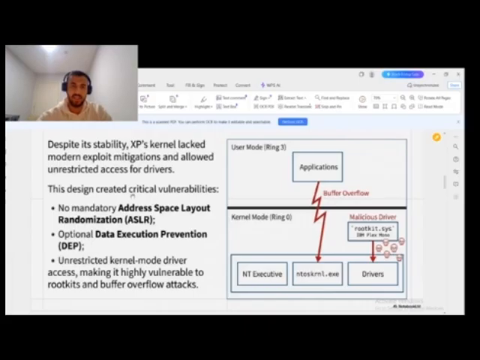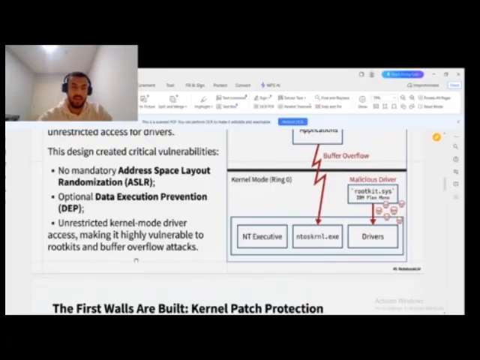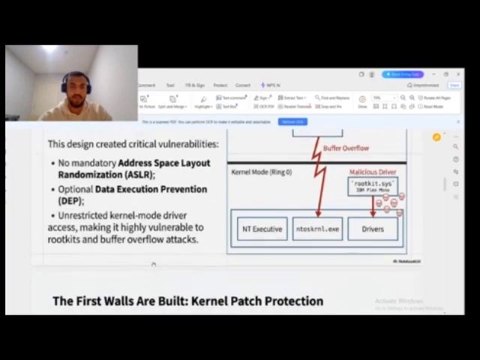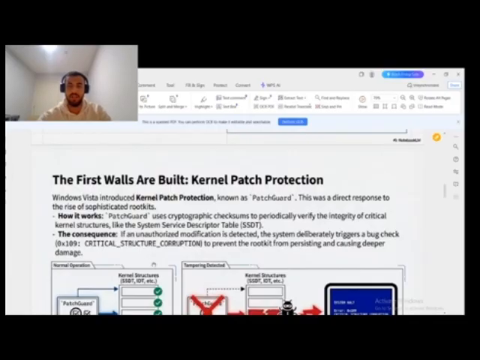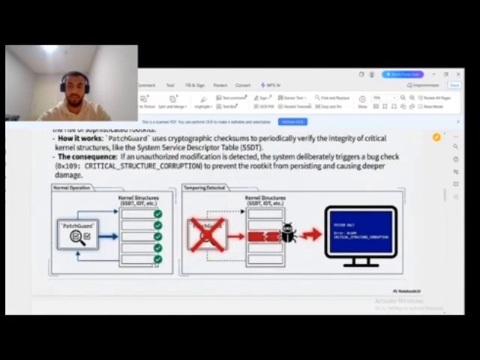The design created critical vulnerabilities: no mandatory address space layout randomization, ASLR, optional data execution prevention, DEP, and under-secured kernel mode driver access, making it highly vulnerable to rootkits and buffer overflow attacks. And we have the first wall built, kernel patch protection, and from this point my friend will continue.